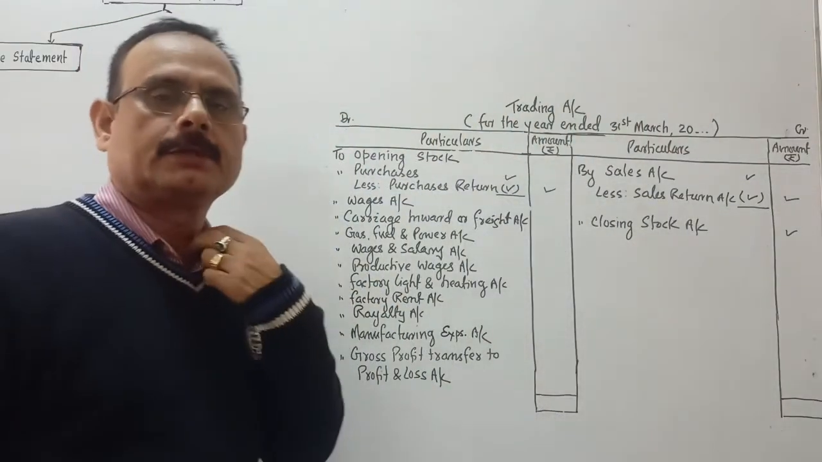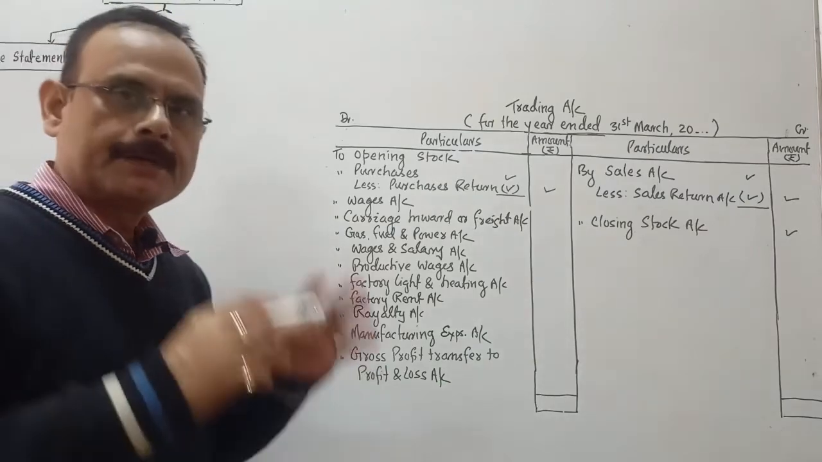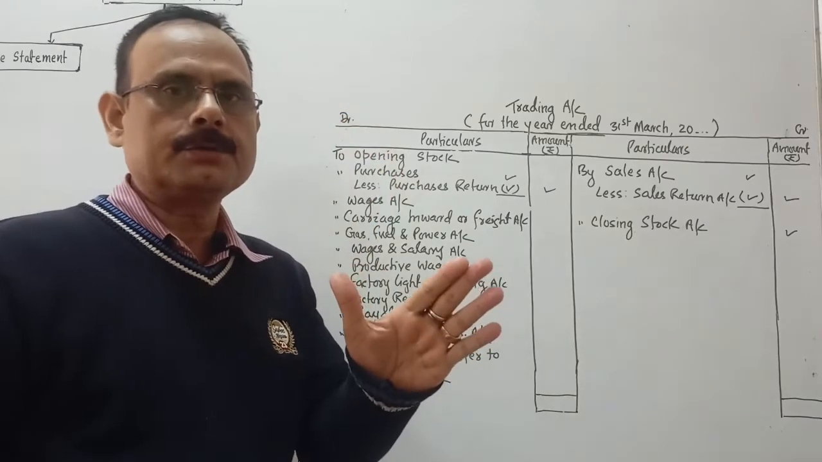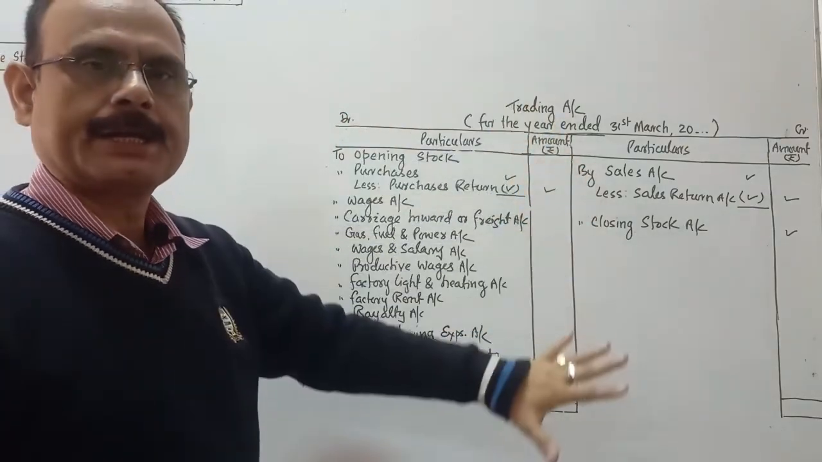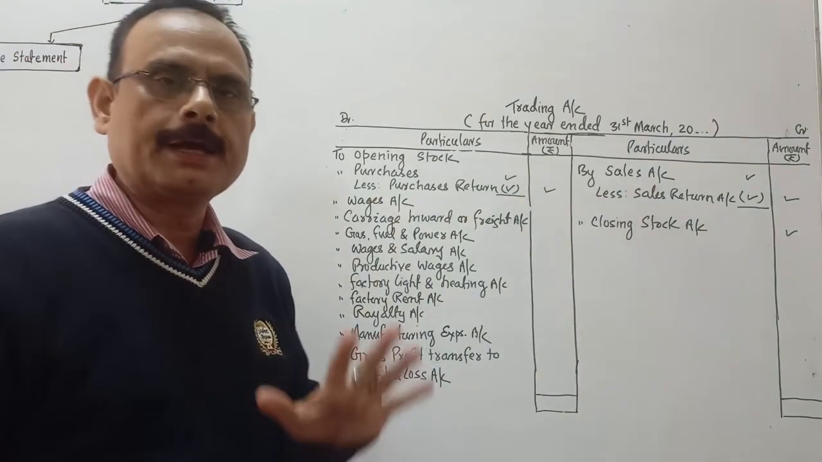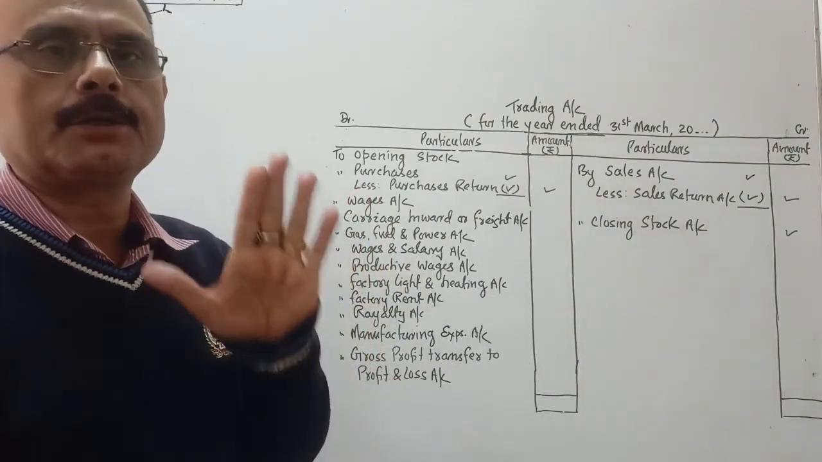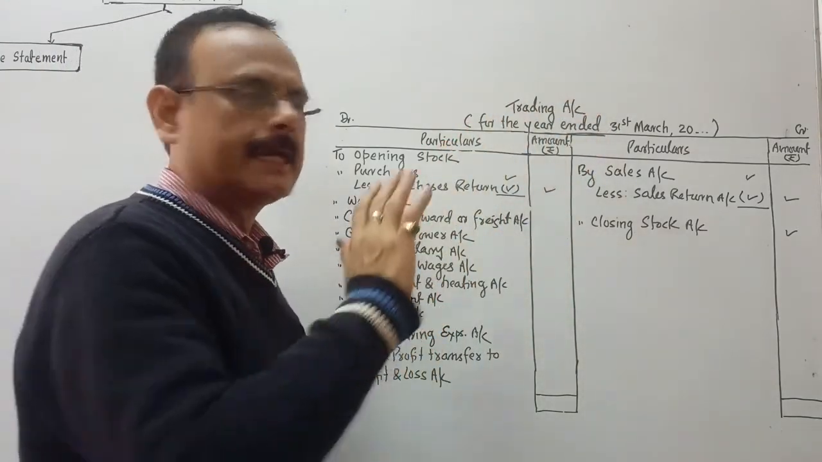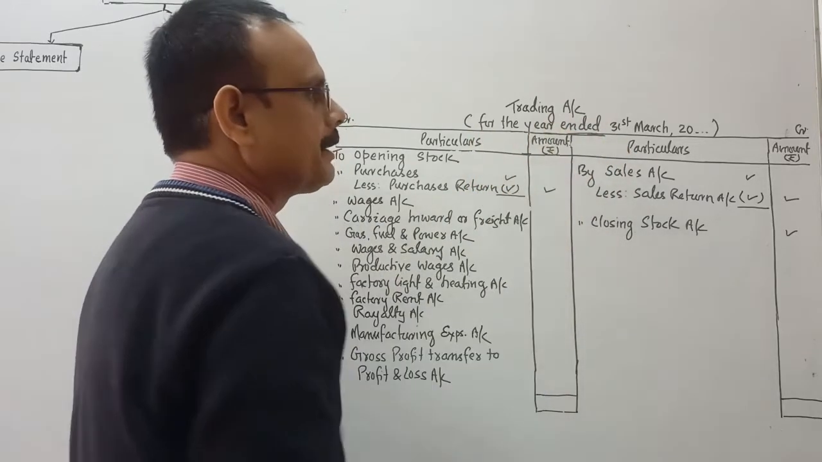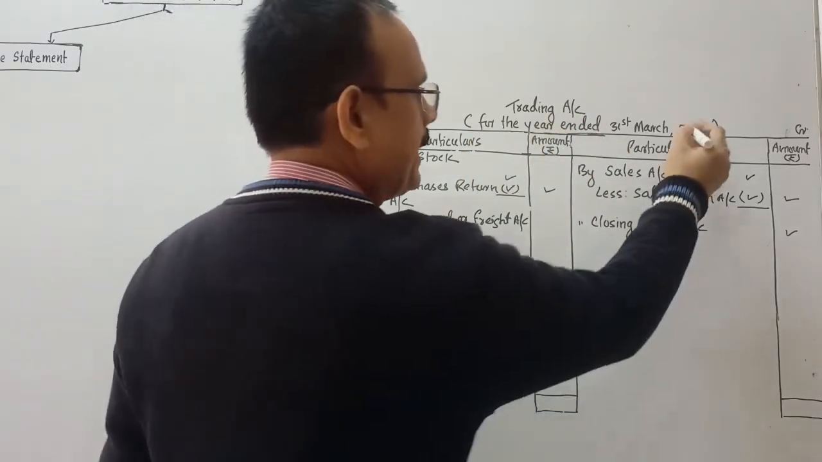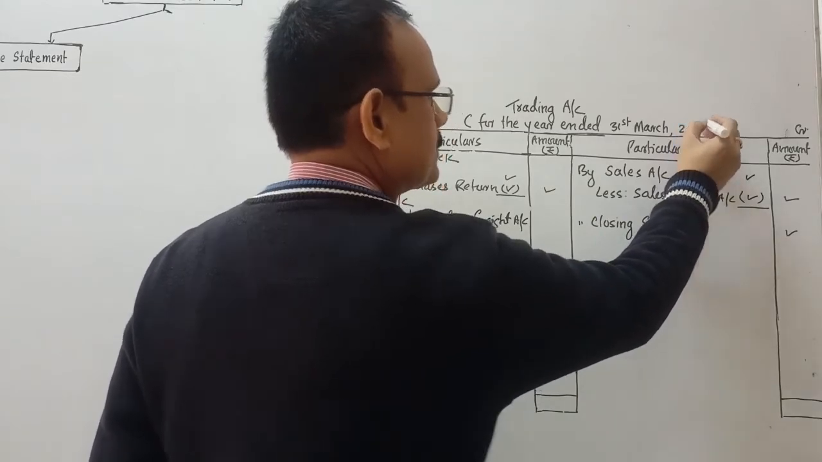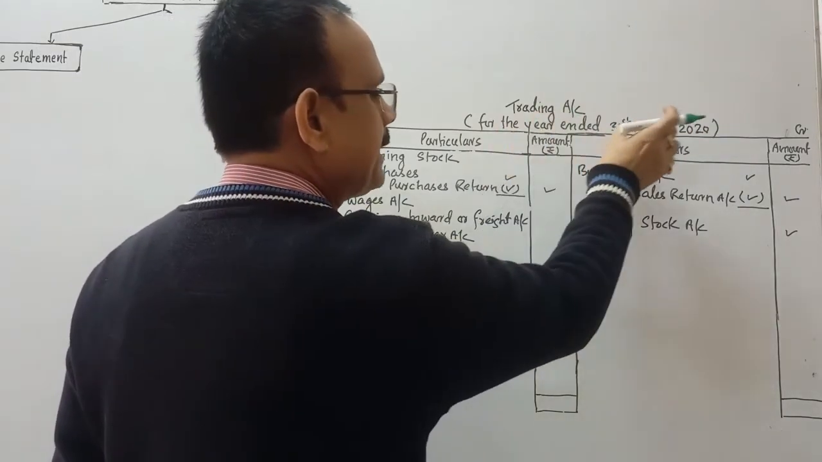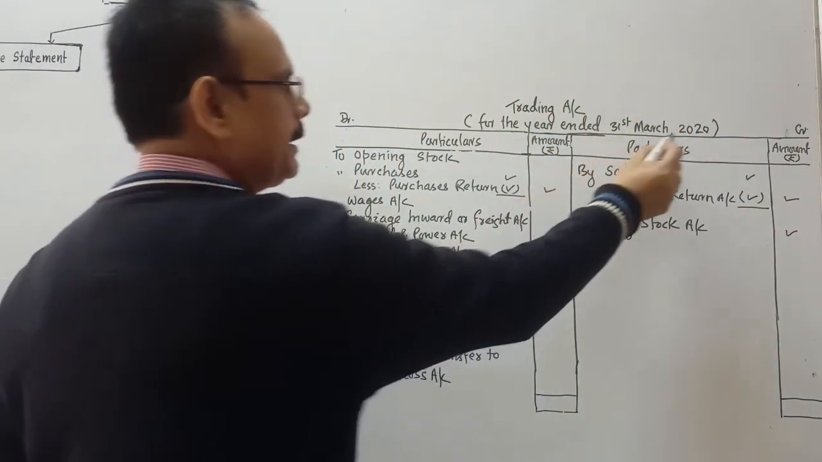Now coming to trading account. After knowing the closing entry which is passed in trading account, now you see the ledger of trading account. This is the format of a trading account where we will find out the gross profit and gross loss. You give the heading trading account. Thereafter you write for the year ended 31st March, and write the date. It may be 2020 or 1999, whatever the year, you write it.